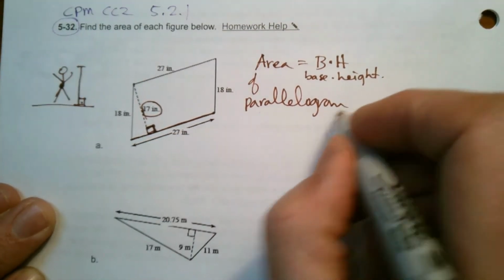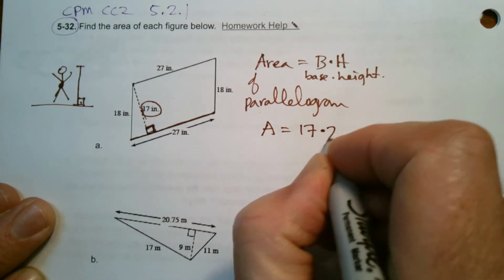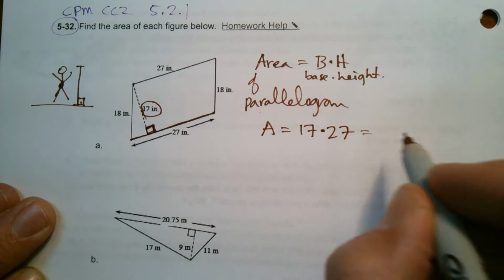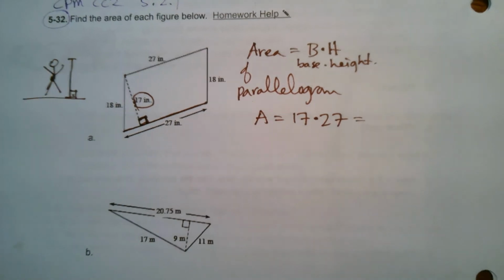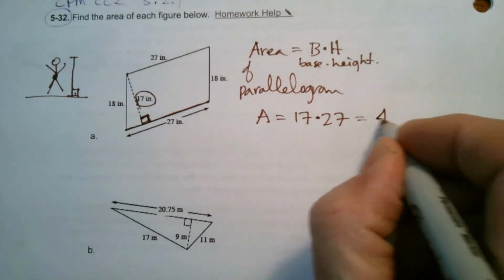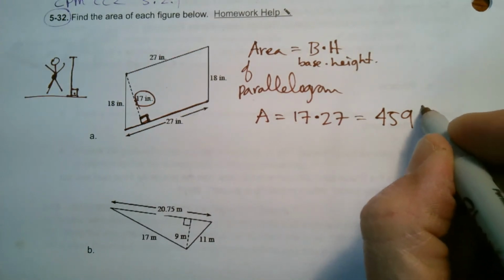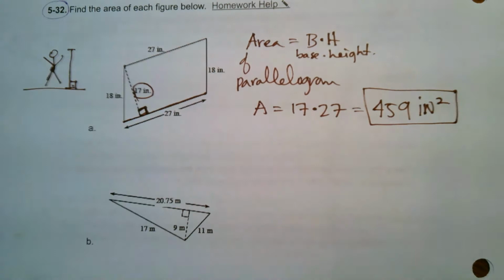So for my area for this problem, I would need to take 17 times 27 and do the math to come up with my answer. And so 17 times 27 is 459. So 459, and it's inches, so we would say inches squared. So we always use square units for area.